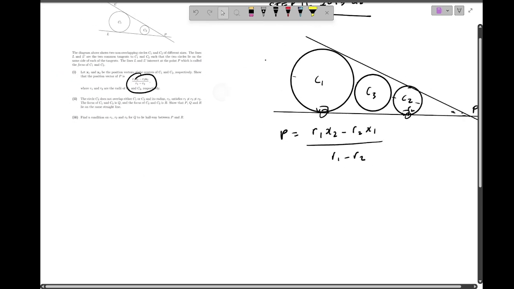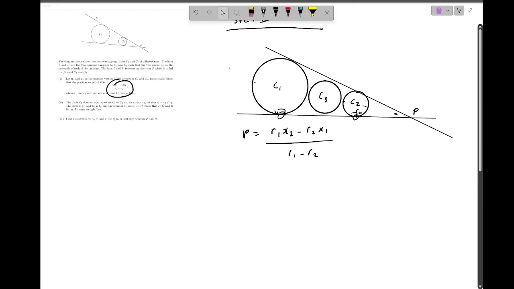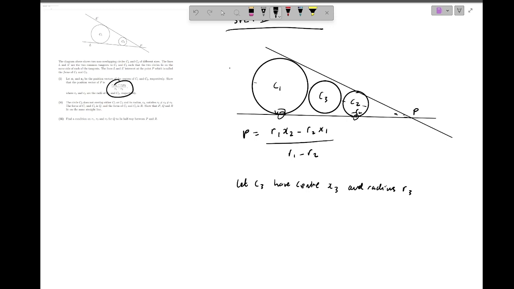Now it says the focus of C1 and C3 is Q, okay? Now, like how we did for part 1, we can just name C3 to have a center of x3 and a radius of r3. So let's define it here. Let C3 have center x3 and radius r3. Okay, so we now have the center and the radius, and there's some point Q, which will probably be some point here where the focus of these two circles C1 and C3 is.